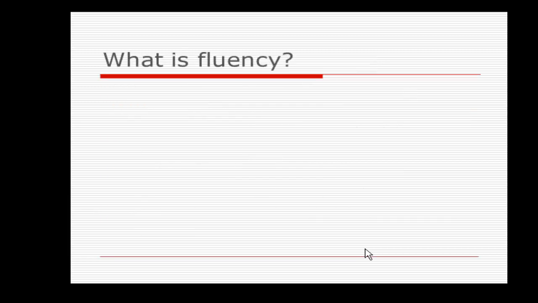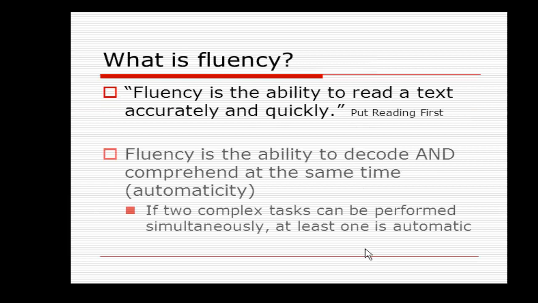What is fluency? Fluency is the ability to read a text accurately and quickly. It is a bridge between decoding and comprehension. It also includes expression. It is not speed reading. And I think sometimes with our monitored reads, we give students the wrong impression that fluency is speed reading. Fluency is the ability to decode and comprehend at the same time.